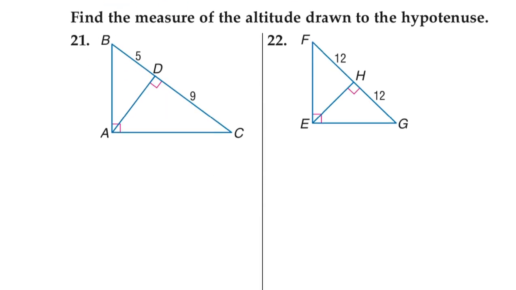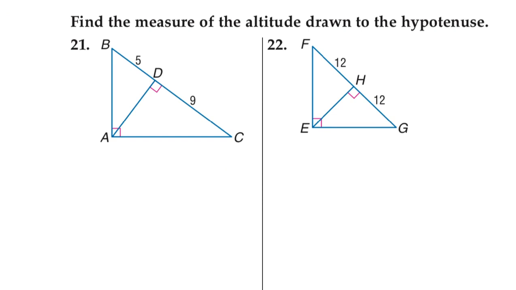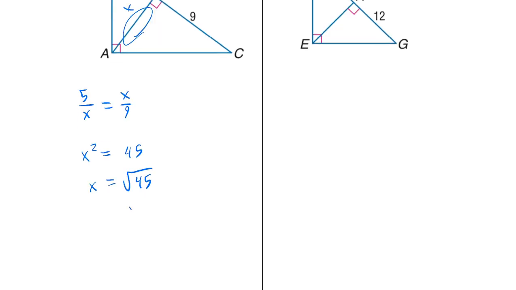Okay? Find the measure of the altitude drawn. So again, I'm going to use the theorem once and go, oh, the altitude is the geometric mean of those. So let's put an x here. So 5 is to x as x is to 9. Cross multiplying, x squared is 45. So x is root 45, which is root 9 root 5, or 3 root 5.